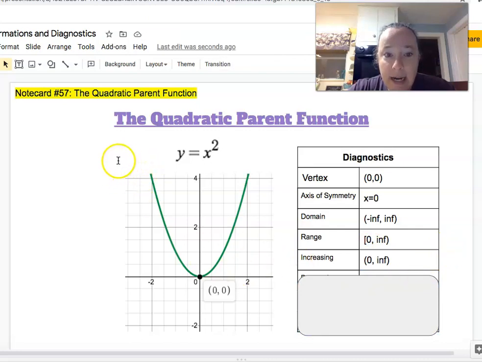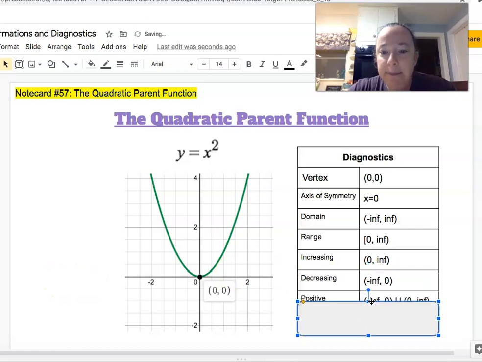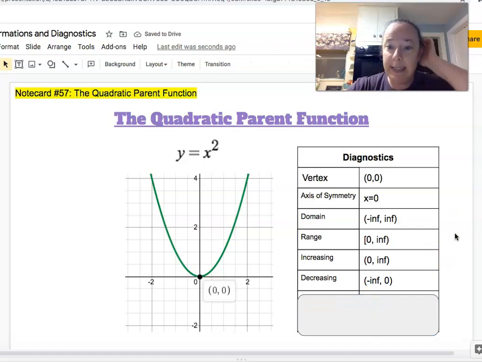Decreasing starts way over here, and then it decreases all the way to the x value of 0. So that's left to right. It's negative infinity because it goes on forever this way. So negative infinity all the way up to 0. And again, we don't use brackets with increasing or decreasing.